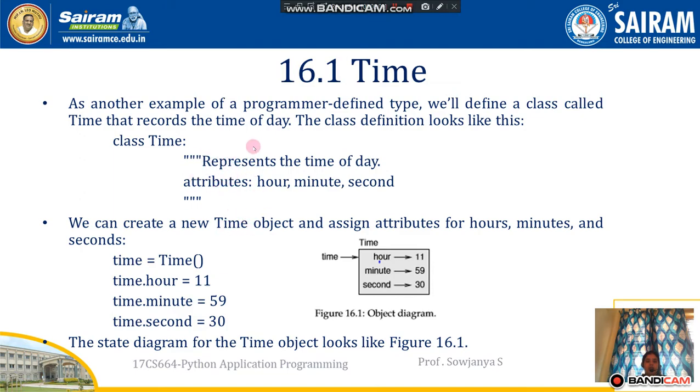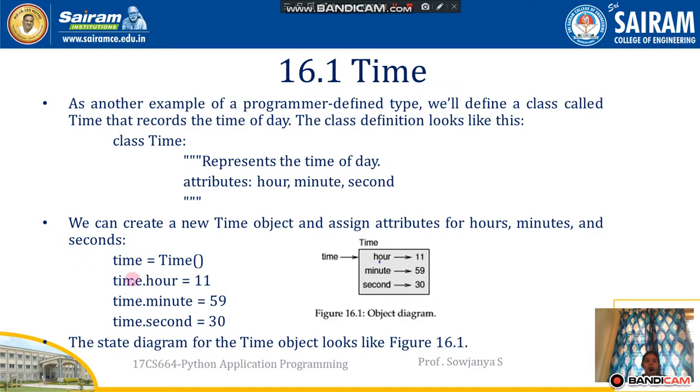What does this do? It should represent the time of the day considering the attributes. Obviously, when you consider time, it will contain the attributes hour, minute, and second. Now we can create a new time object and assign attributes for hours, minutes, and seconds. How can you create the new time object?